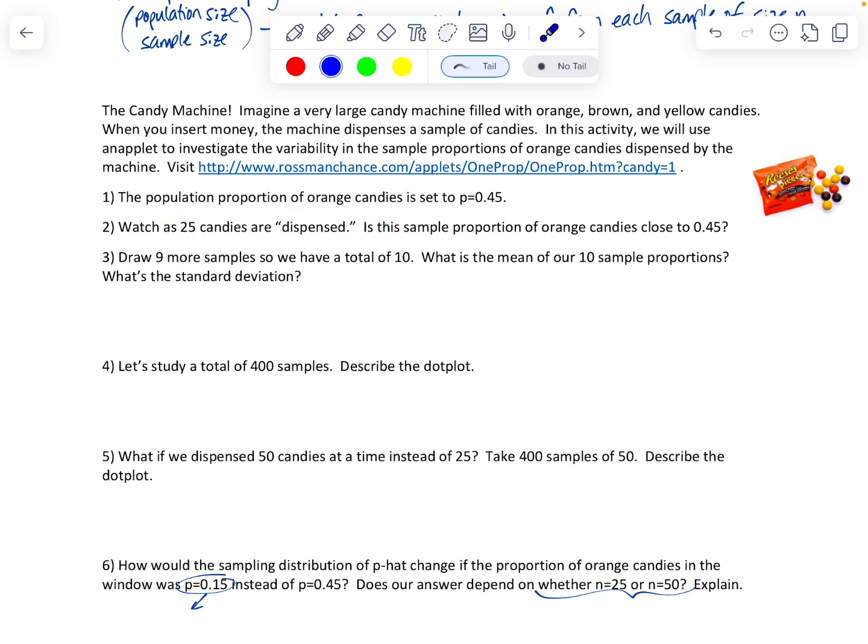I wonder when I put my quarter in if I'm going to get exactly 45% oranges out. What do you think? It might be close to 45, but it's probably not going to be exactly 45, right? This is the idea of the sampling distribution. We're not always going to get a sample with exactly 45% orange Reese's Pieces in it. But let's see what happens.